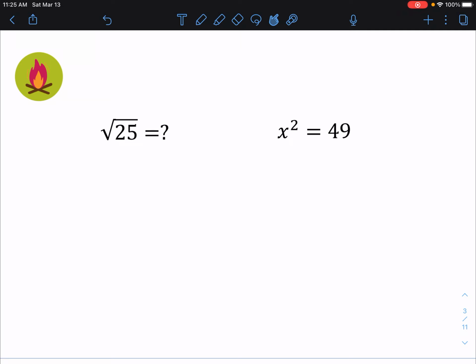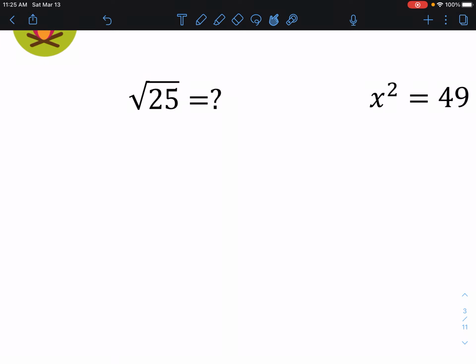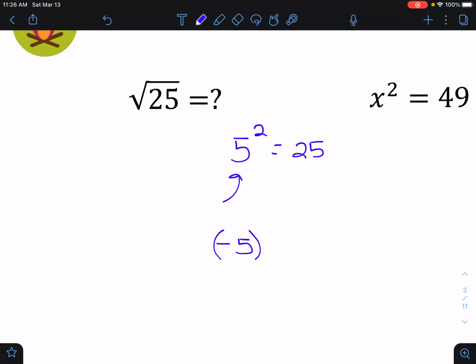What is the square root of 25? We'll pause here. Okay, well, the square root of 25 is really asking what numbers can I square and get 25, right? Well, 5, but there's actually another number, and that's -5. Because if I take -5 times -5, I get positive 25.